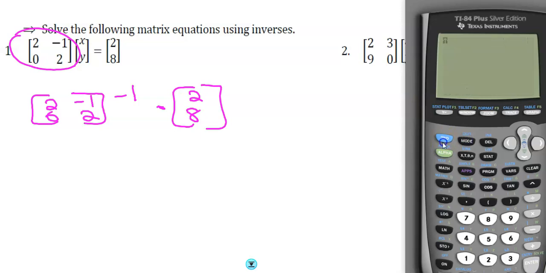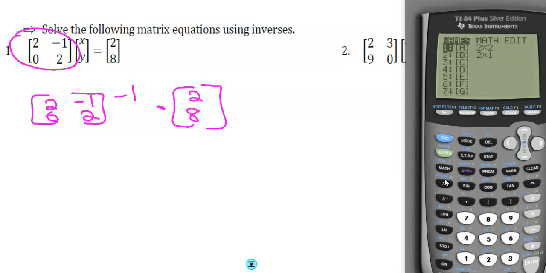Second quit. I'm going to go back in and edit and make my second matrix. This is how many rows? I have 2 rows and I have 1 column. So I'm going to do 2, 8. Okay, and then second quit. So now if I go back into matrix, I should have 2 of them.